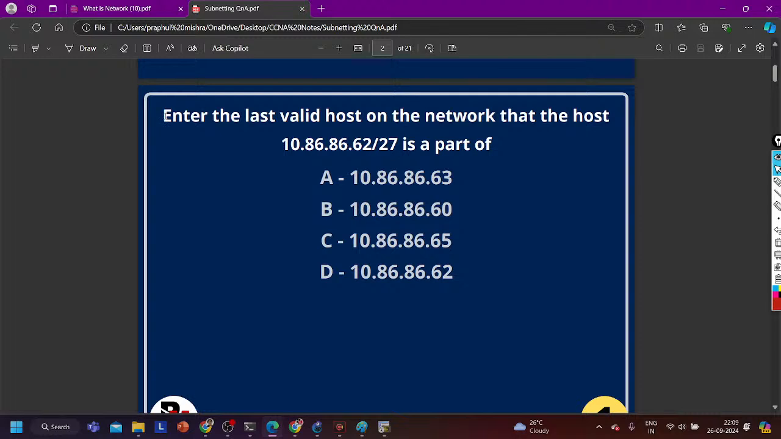So see, the question is, enter the last valid host IP on the network that the host 10.86.86.64/27 is a part of. This is a valid IP address, right? So first you have to find the network ID of this IP address, and then you have to find the last valid IP address of that subnet. So can anyone tell me the answer?